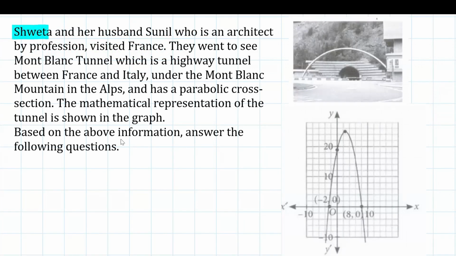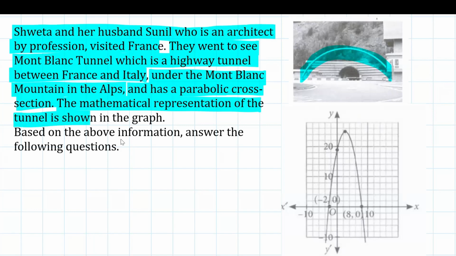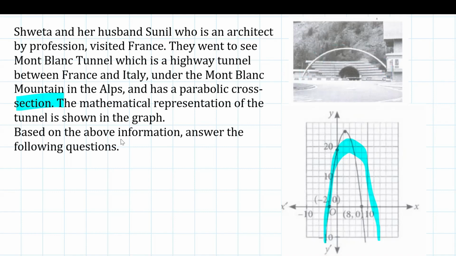In the next case study, it says Sweta and her husband Sunil, who is an architect by profession, visited France. They went to Mont Blanc Tunnel, which is a highway tunnel between France and Italy. Under Mont Blanc mountain in the Alps, has a parabolic cross section. As you can see, this is a parabolic cross section, right? The mathematical representation of the tunnel is shown over here. So based on this, we have to answer the questions.